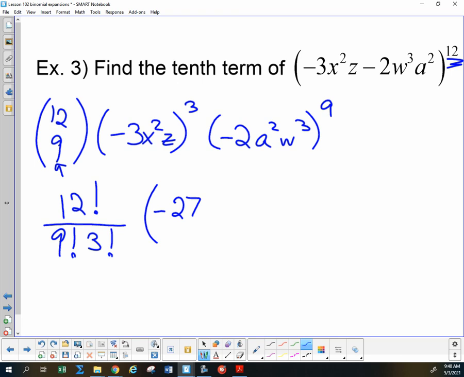And Anna, what about my variables for that term? It would be x to the 6 and then... And then my next term, is that going to be positive or is that going to be negative, Emily? Negative, whatever 2 to the 9th is going to be. I don't have my 2's memorized that far. And then what about my variables?